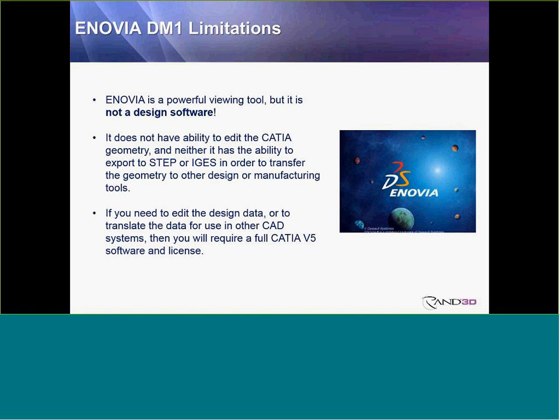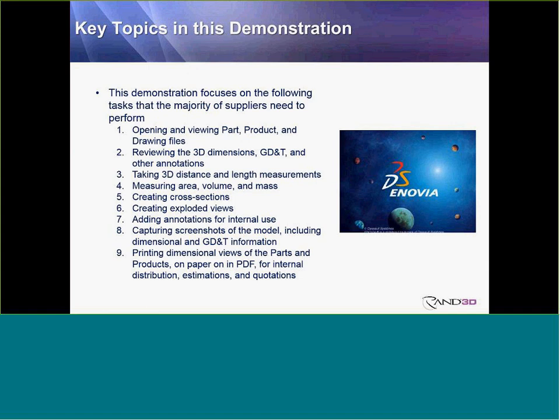So in other words, if you're given a model by your OEM or your customer, you can only open it and view it. You cannot change it. If you need to edit the design data or translate the data for use in another CAD system, then you will require a full CATIA V5 software and license. So that's the major limitation. The upside is it's a very low-cost entry point into the CATIA world.